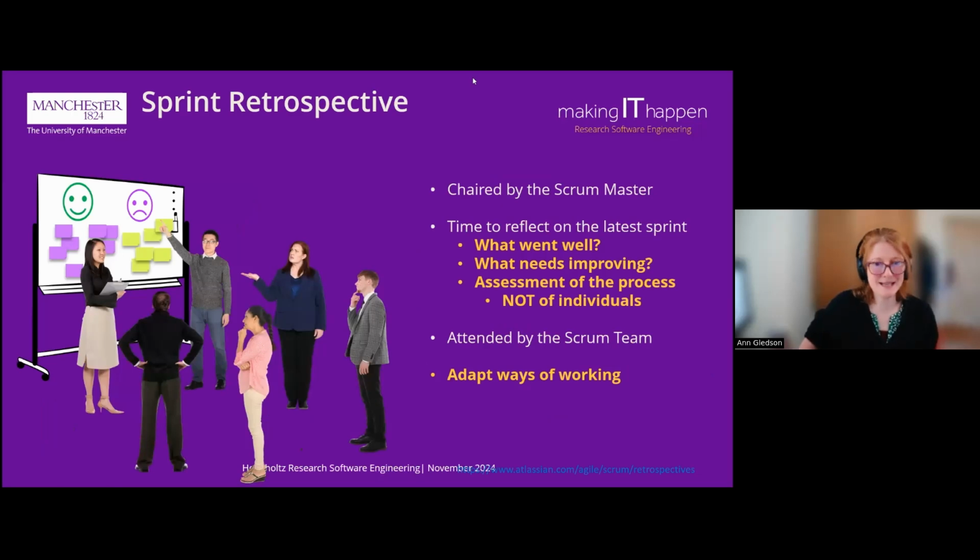And the sprint retrospective is chaired by the Scrum Master. It's time to reflect on the latest sprint: what went well, what needs improving, and an assessment of the process. The important thing is it's an assessment of the process, not of individuals. It's attended by the Scrum team, and it's all about adapting ways of working. The ways of working are very much agile as well, to fit everybody's needs and to work efficiently.